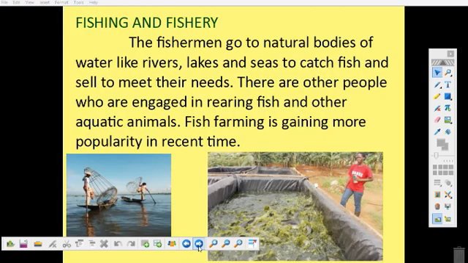Fishing and fishery. The fishermen go to natural bodies of water like rivers, lakes, and seas to catch fish and sell to meet their needs. There are other people who are engaged in rearing fish and other aquatic animals. Fish farming is gaining more popularity in recent times. People normally go fishing either in a river or they can establish a pond. You can see fish farmers in a river. You can see this one establish an artificial fish pond in order to rear fish. From there she can earn a living.